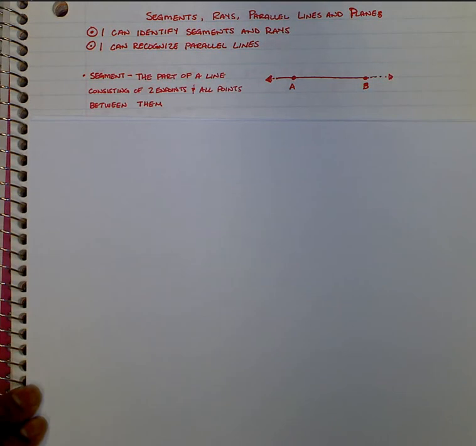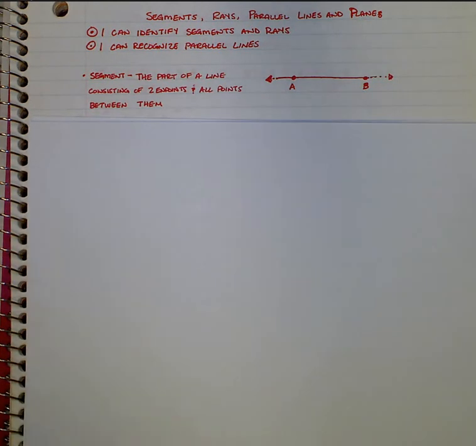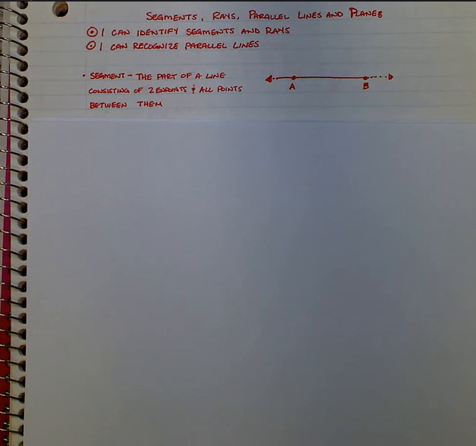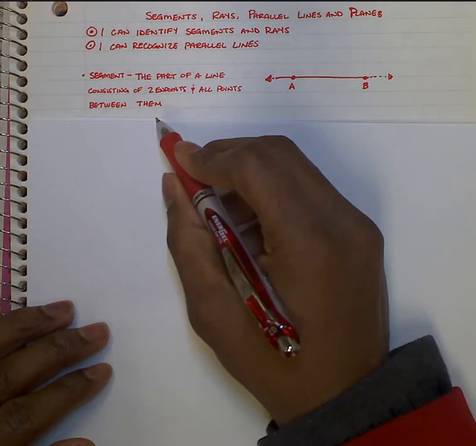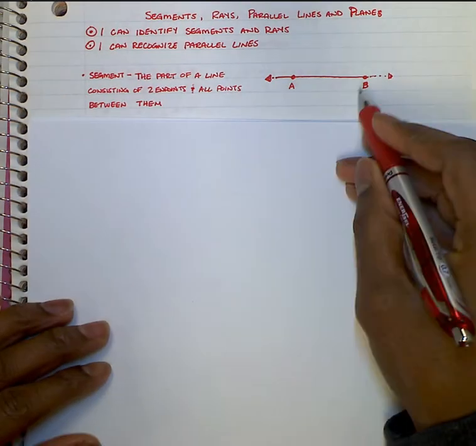First definition we'll work with is segment. Looking at this picture, it might just look like a line. The difference between a segment, though, and a line is that a line continues on forever, where a segment has two endpoints. We know exactly where a segment ends. A segment is part of a line consisting of two endpoints and all the points in between them.